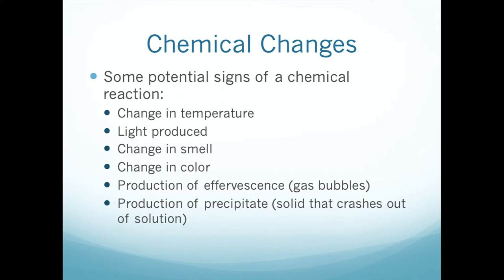Sometimes you'll see changes in physical properties. Smell and color are physical properties, and the fact that they're changing tells you that you've made something that has these new physical properties. Why does it have new physical properties? Because it's a new substance, right? It's a new chemical substance that you've made. So a change in smell or a change in color tells you that a chemical change has occurred.